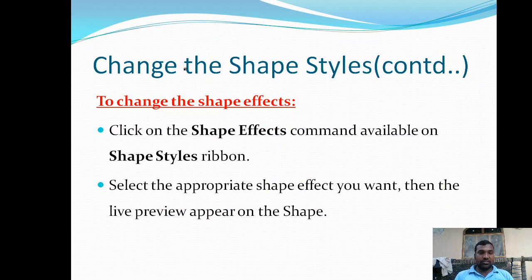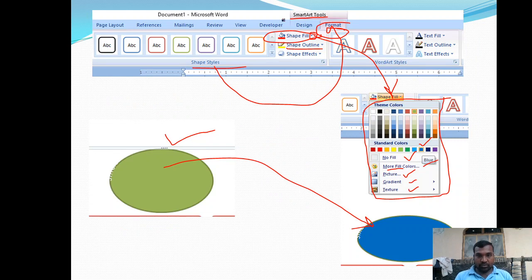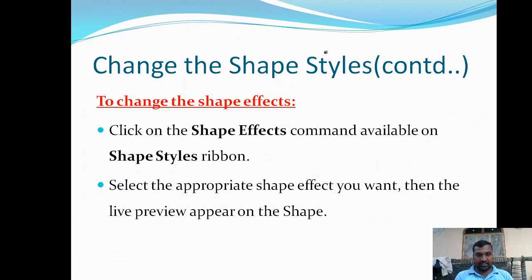Then if you want to change the shape effects, the last option here is Shape Effects. With the help of this command you can add shape effects. For that, under the Shape Styles group, click on the Shape Effects command, then choose the appropriate shape effect you want. The live preview of the selected effect will appear on the document.